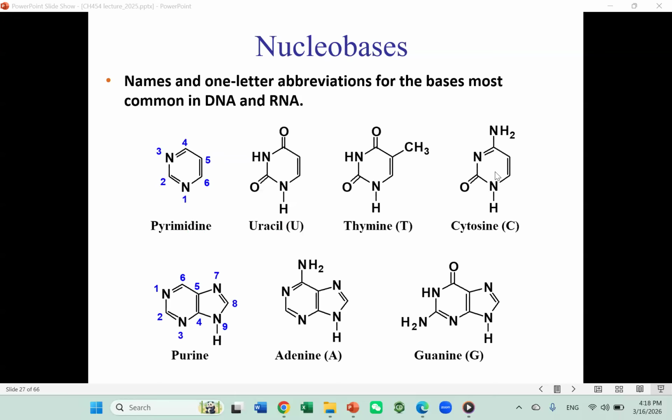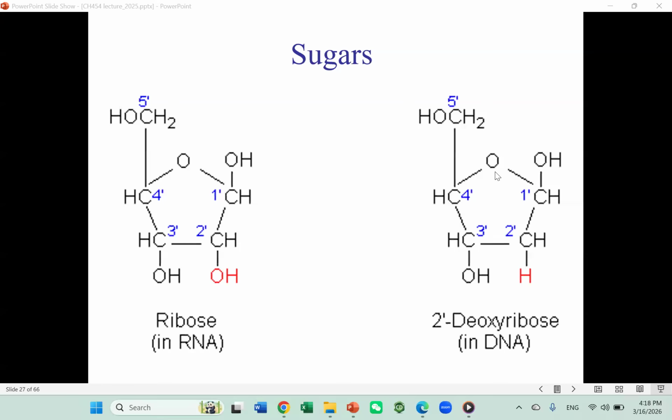First is the nuclear base. There are three nuclear bases based on pyrimidine: uracil, thymine, and cytosine. Please keep in mind that uracil only exists in RNA, and thymine only exists in DNA. Two nuclear bases are based on purine: adenine and guanine. Next is the sugar.